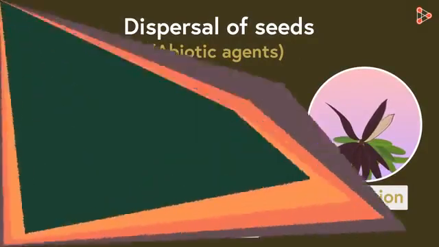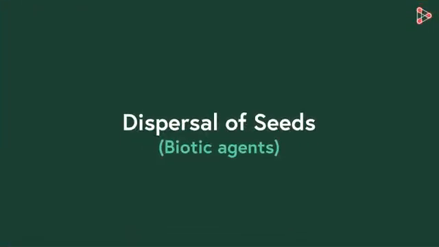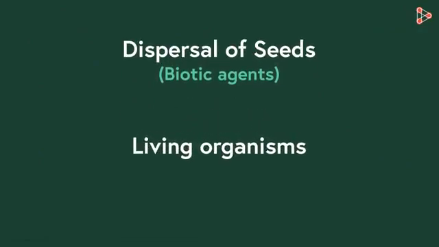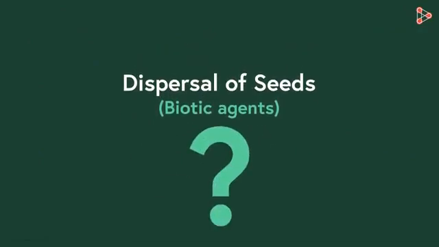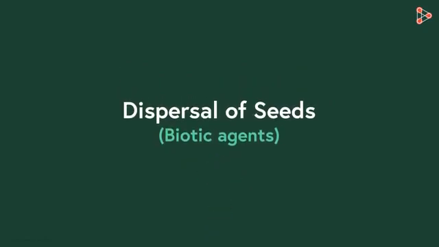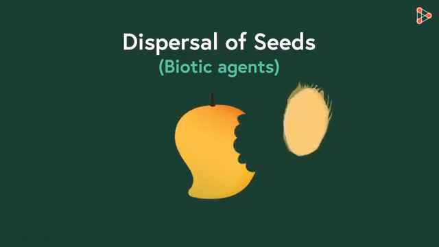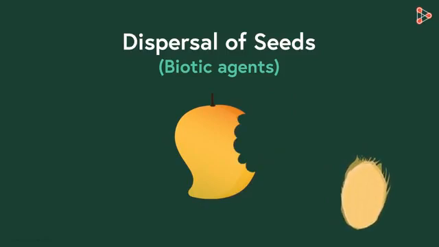Last in the list are the biotic agents which we need to have a look at. Biotic means living organisms. So are animals also responsible for dispersal of seeds? Yes, they are. Tell me one thing. What do we do with the seeds after eating juicy fruits? We generally throw away the seeds, right? Yes, that is how seeds from a plant growing in one area reach a completely different area.